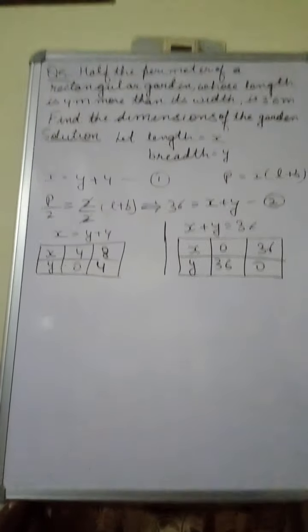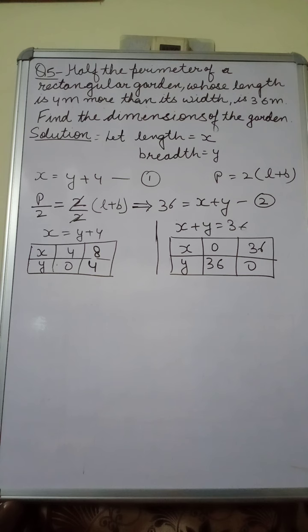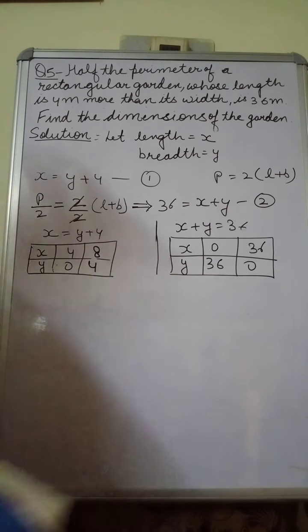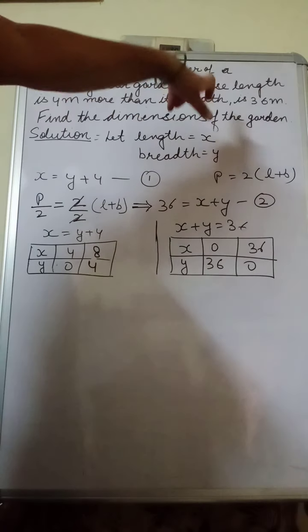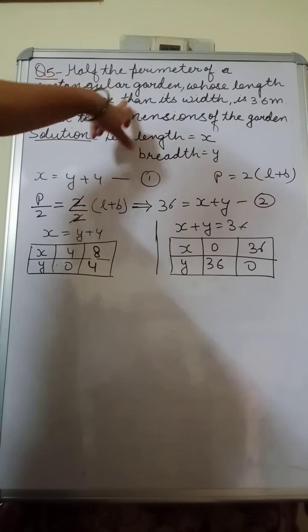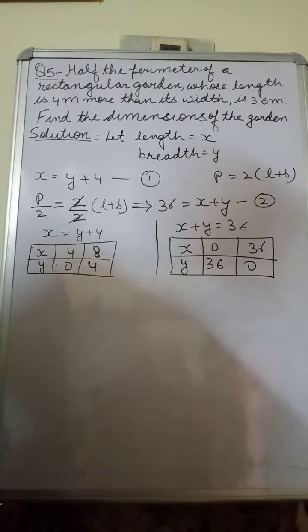Hello students, we are doing exercise 3.2, and we have already done questions 1 to 4. Today we have to do question number 5, which says: half the perimeter of a rectangular garden whose length is 4 meters more than its width is 36. Find the dimensions of the garden.